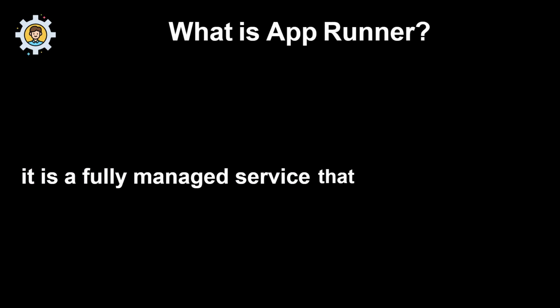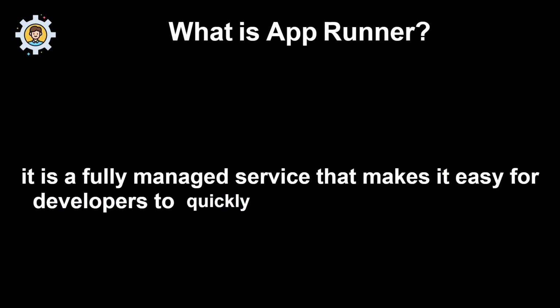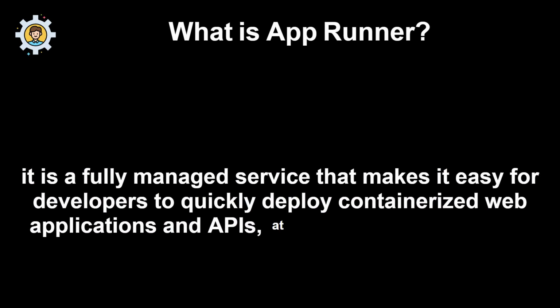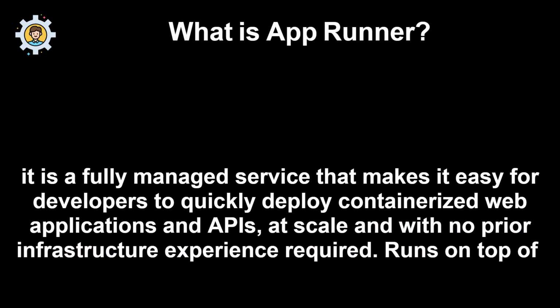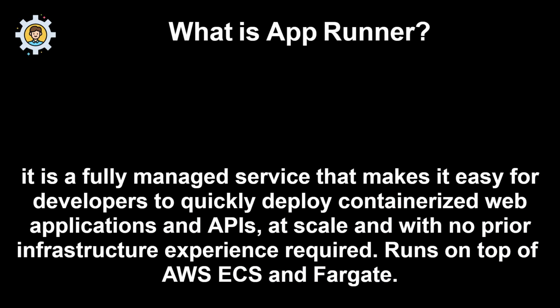What is App Runner? It is a fully managed service that makes it easy for developers to quickly deploy containerized web applications and APIs at scale and with no prior infrastructure experience required. It runs on top of AWS ECS and Fargate.